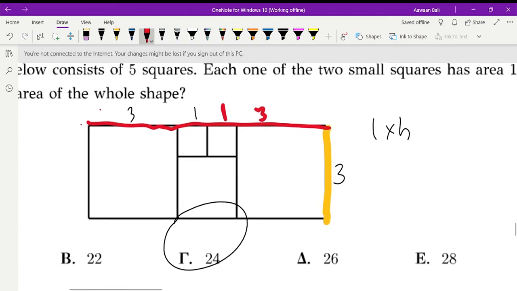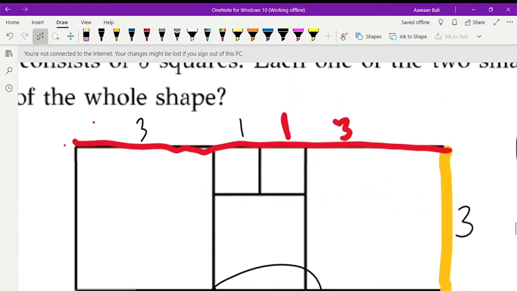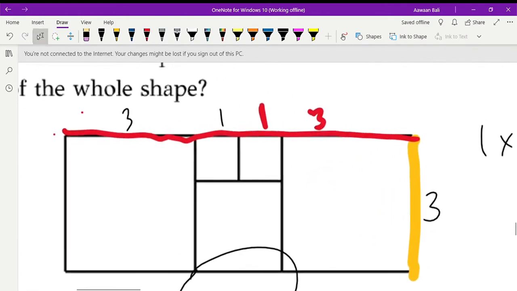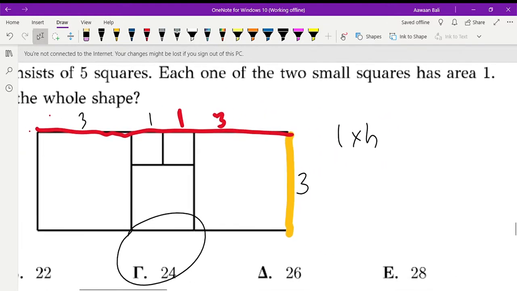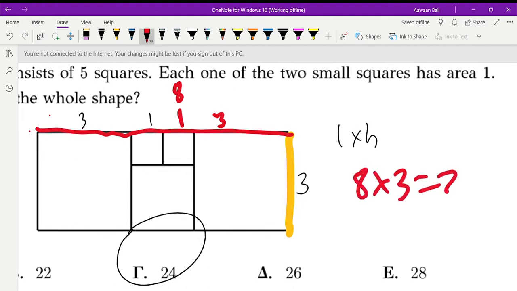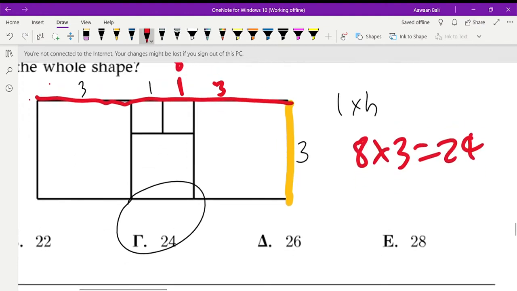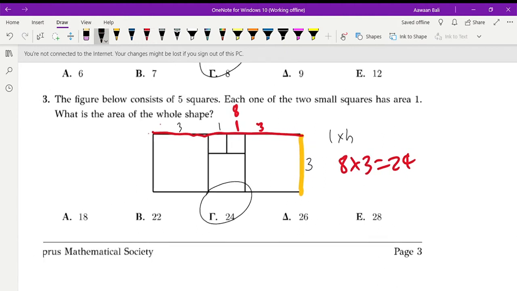Now, if you look at this, the sum of this whole length is basically the sum of all the sides together. So 3 plus 1 plus 1 plus 3, that's 8 in total. Now if we do 8 times 3, that's 24. Which means that gamma is the answer again. So that's another way you can do it.